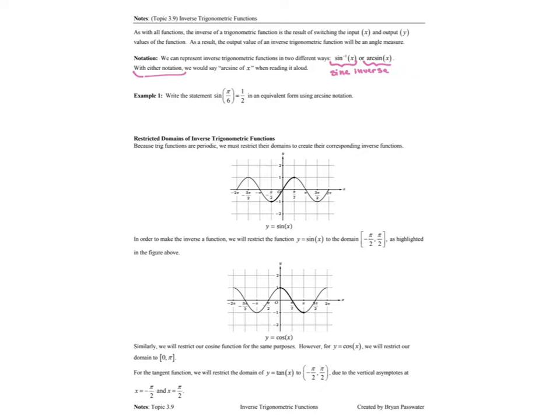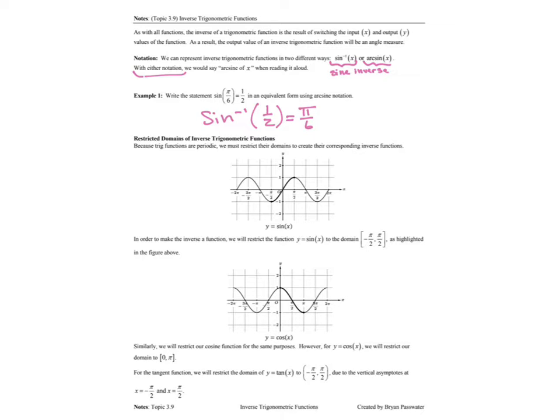Okay, with the statement sine of pi over 6 equals 1/2, we want to write that statement in an equivalent form using arc sine notation. So what that means is we're going to switch x and y. So an equivalent statement here would be to say sine inverse of 1/2 is pi over 6. Okay, so what are we finding here? The inverse.